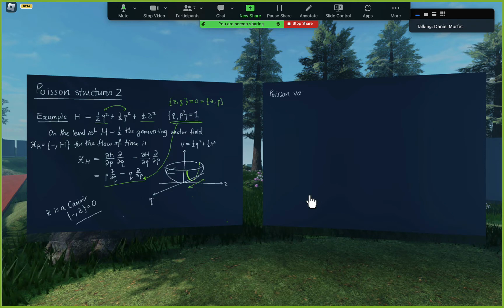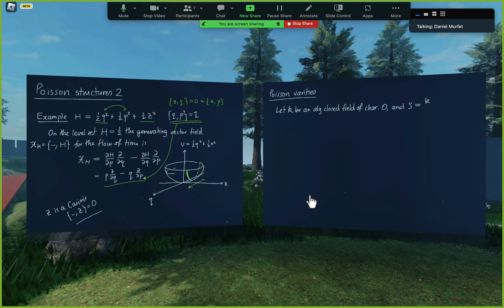All right, so Poisson varieties. We're not really going to spend too much time thinking about varieties for their own sake. Mostly we'll just be talking about Poisson structures on the coordinate rings. So in the following, let K be an algebraically closed field of characteristic 0, just for convenience, mostly.